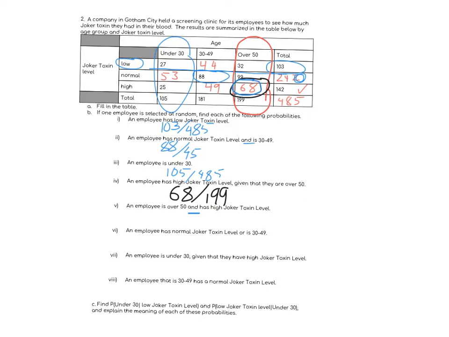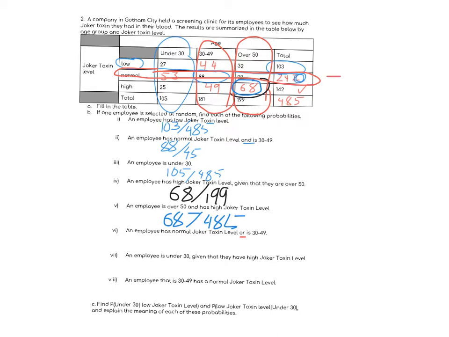That's looking at this, but this time is out of the entire thing. So we're looking at 68 over 485. An employee has a normal joker toxin level or is 30 to 49. So we're talking about this column and this column.